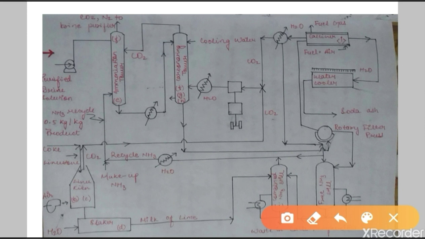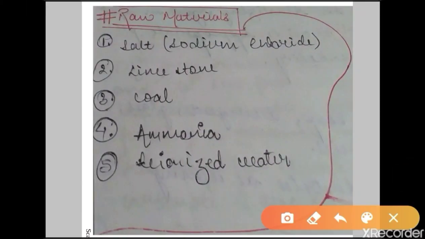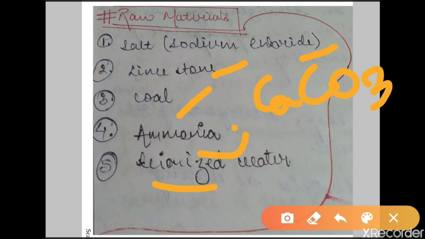So without wasting any time, let us switch on to the raw materials which are used for its production. There are only two raw materials, that is salt and limestone. Salt, that is sodium chloride, and limestone, that means CaCO3, calcium carbonate. And coal and ammonia are used to supply gases like carbon dioxide and ammonia to the various reactors where they are required. And water, that is deionized water, simple water, is required in the various processes. So let us switch on to the process.